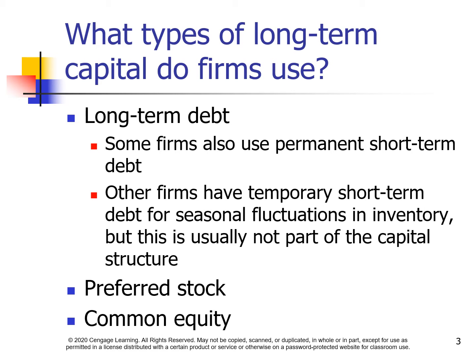What types of long-term capital do firms use? Long-term debt. Some firms also use permanent short-term debt. Other firms have temporary short-term debt for seasonal fluctuation in inventory, but that is usually not part of the capital structure. Preferred stock and common equity.